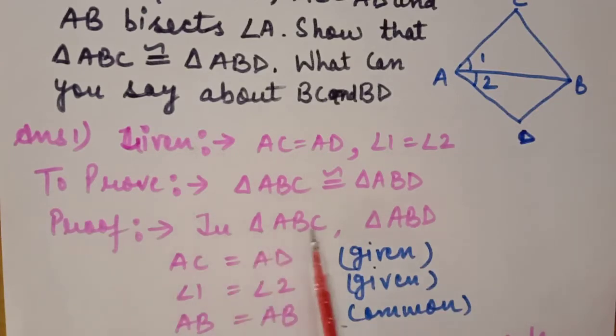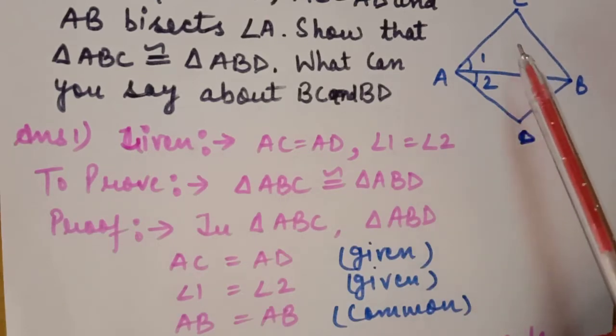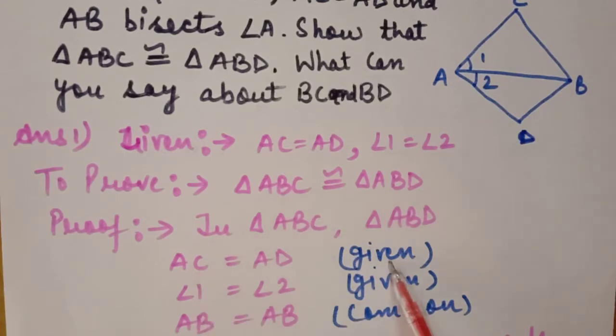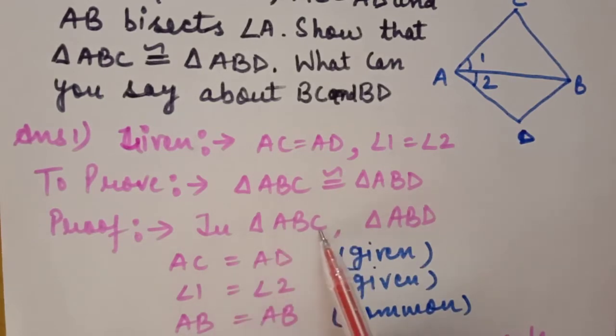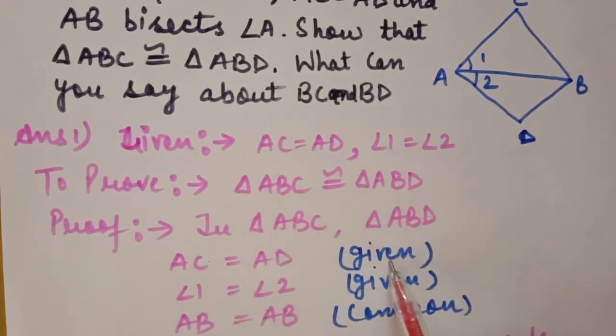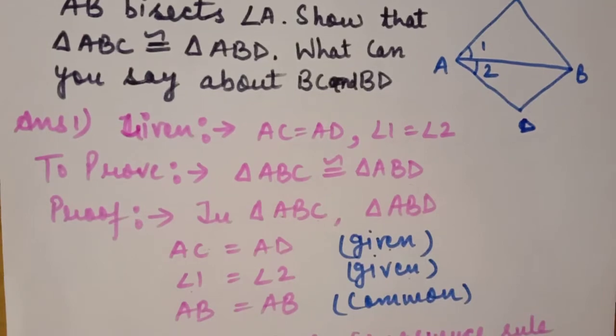In the proof, we will take these two triangles which we want to show congruent. So we need three elements. First, AC is equal to AD, given. Remember about corresponding parts. So let me check whether they are corresponding parts or not. AC, this is the first side of this triangle, so it should be equal to AD, first and third. So AC is equal to AD. Definitely they are corresponding parts and it is given. Angle 1 and angle 2 are also equal. It is already given. And the third part is AB equal to AB, which is common.